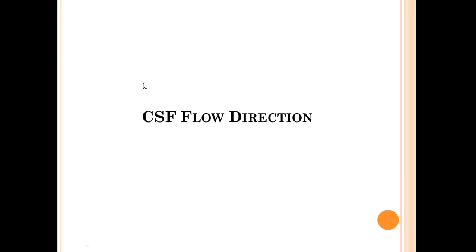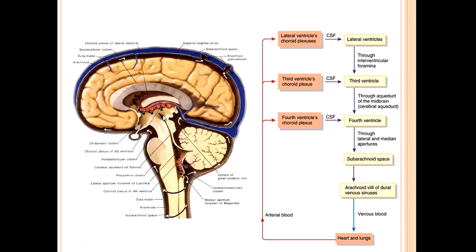Okay. Then what is the direction of CSF flow? So here you can see, first from heart the blood is coming, the blood is reaching either to lateral ventricle's choroid plexus, then third ventricle's choroid plexus, or fourth ventricle's choroid plexus. Okay, as I already told you, choroid plexus is the vascularized choroidea. So you see here, from lateral ventricle the CSF will go to here.